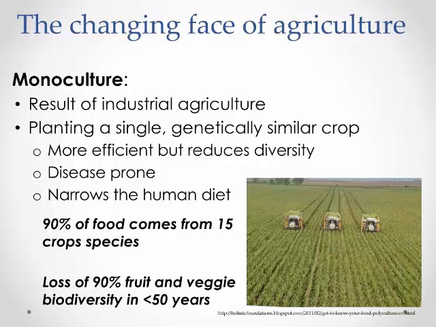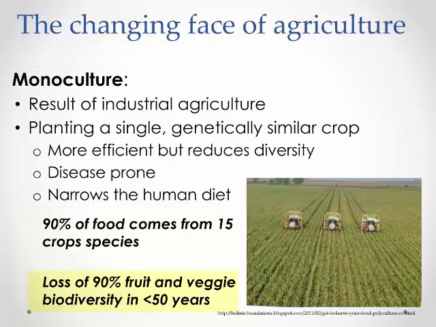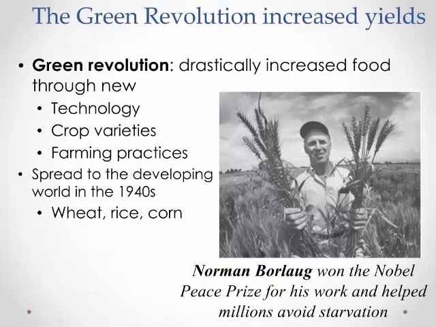While industrial agriculture brought increased crop yields, it did so by introducing chemical pesticides, intensifying irrigation, and incorporation of artificial fertilizers. All of this led to crops being grown as a monoculture, which is a single genetically similar crop. While this method may be more efficient, it reduces diversity, makes the crop more susceptible to disease or pests, and reduces the variety of foods available for humans to eat. To provide perspective, industrial agriculture has caused a 90% reduction in biodiversity of fruits and vegetables in less than 50 years, so that now 90% of our food comes from only 15 crops.